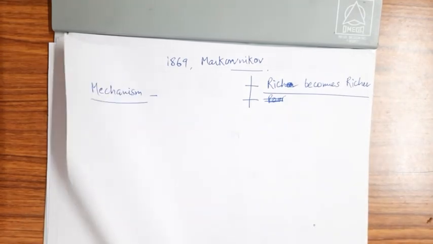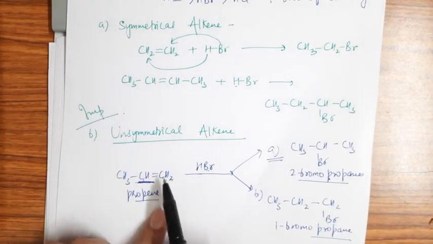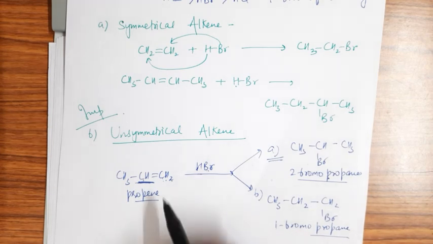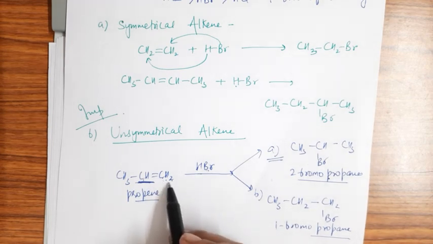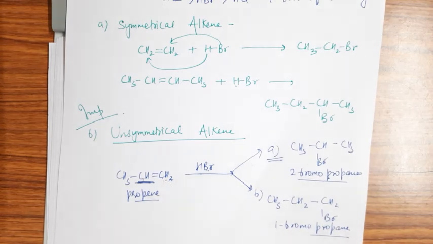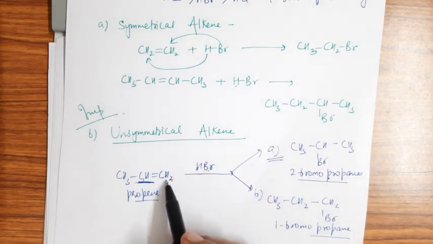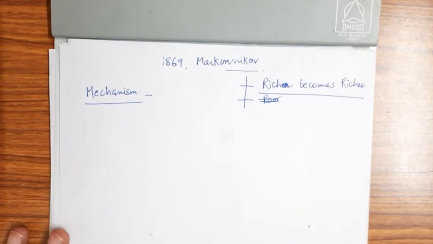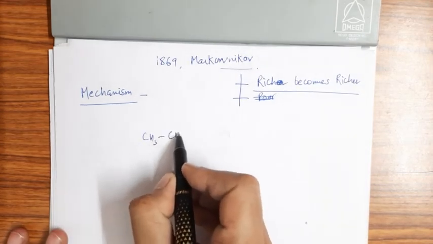Rich become richer. So here, which carbon atom is more rich? This carbon is richer, so this will become more richer. That means hydrogen again attaches to the carbon which already has more number of hydrogen atoms. When we do the addition with HBr, again hydrogen adds to the carbon which already has more number of hydrogen atoms. So if we check the mechanism of this reaction, let's start.